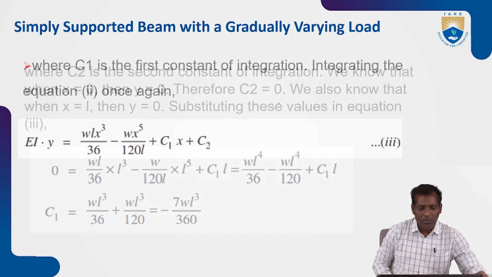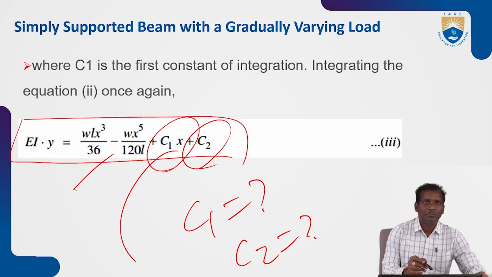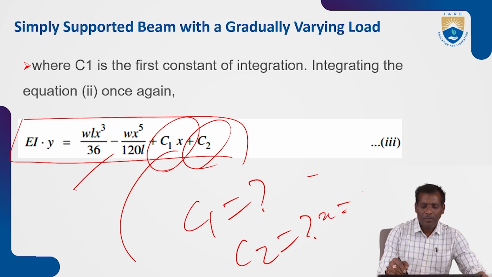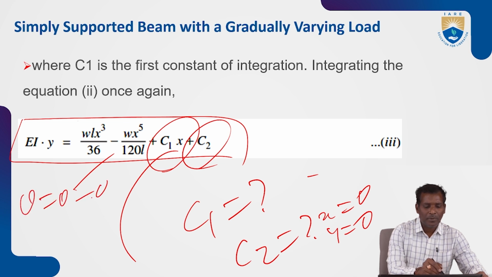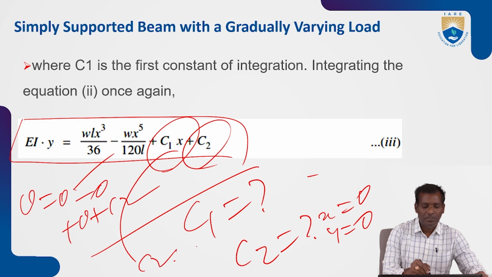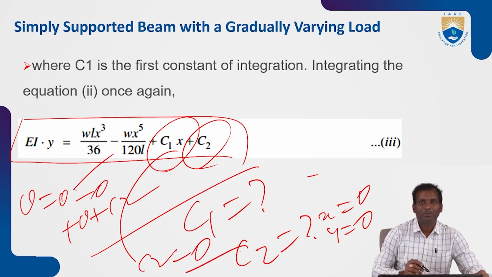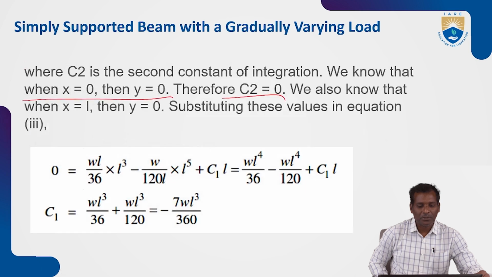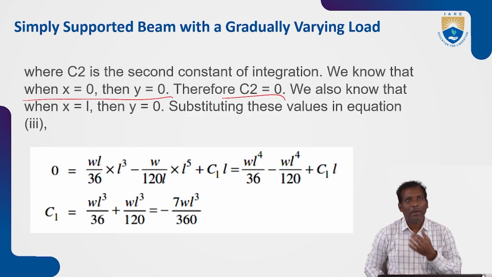Then x is equal to 0 and y is equal to 0. So substitute x is equal to 0 and y is equal to 0. So 0 minus 0 plus 0 plus C2. Therefore, C2 is equal to 0. Clear? So now substitute the C2 value in the above equation.